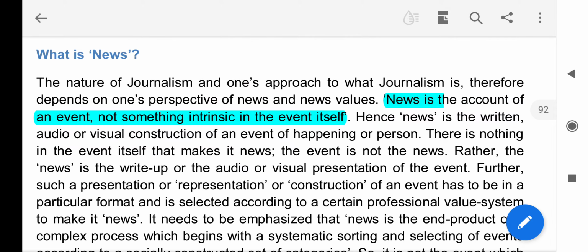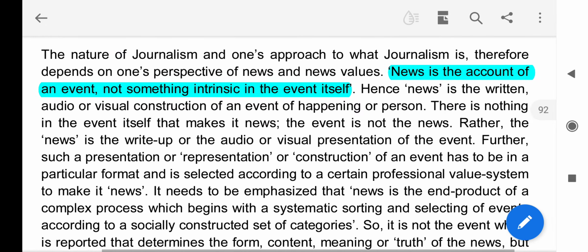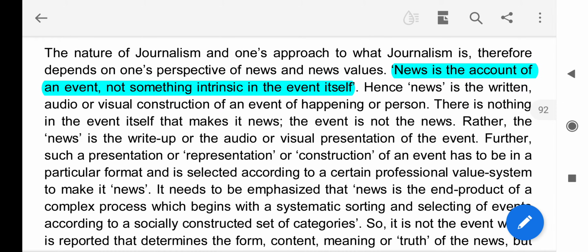So what is news? News is the account of an event, the description of an event, and not something intrinsic in the event itself. Hence, news is a written, audio, or visual construction of an event, of a happening or person. So news can be about a person or a happening or anything. There is nothing in the event itself that makes it news. The event is not the news. Rather, the news is the write-up or the audio-visual presentation of the event.